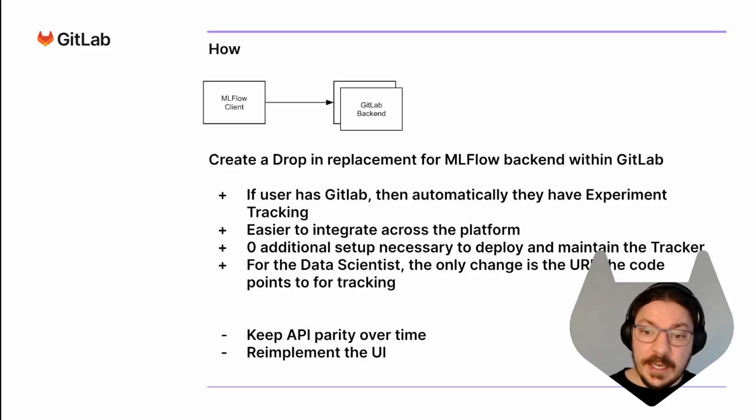There is zero additional setup necessary to deploy. Like I said, it just works. There's no platform engineer help. It's just about setting up. We have authentication by default here. So by leveraging project and group user management, we already give users automatic access to authentication and user management. For the data scientists, they don't need to change anything at all in their code base. The only thing that they need to do is change the URI and pass a tracking token so that they can access GitLab instead of MLflow.